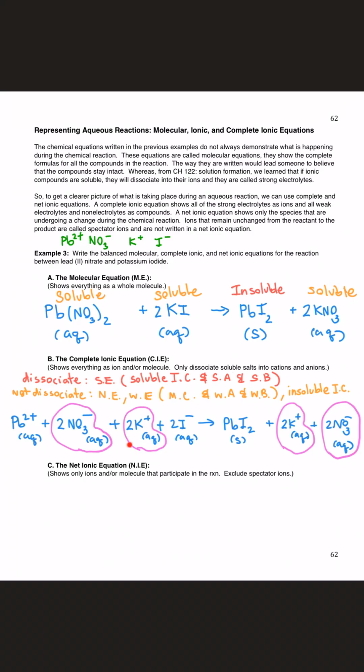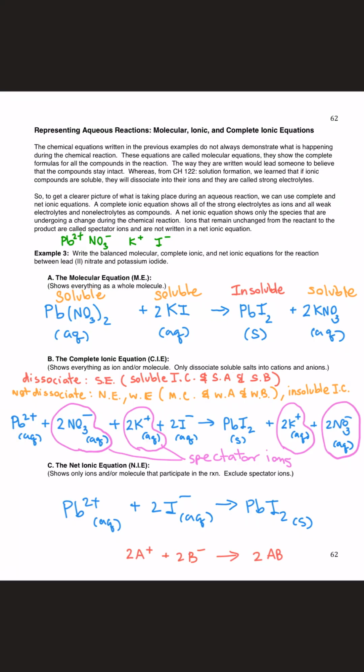Therefore, both potassium ions and nitrate ions are considered spectator ions, which means that they do not participate in the reaction, they just float around. They are there to help balance the charge of the ions. The net ionic equation represents what actually participates in the reaction, and the species that participate would be everything except the spectator ions. Therefore, in this case, it would be lead ion plus 2 iodide ions to form lead iodide.